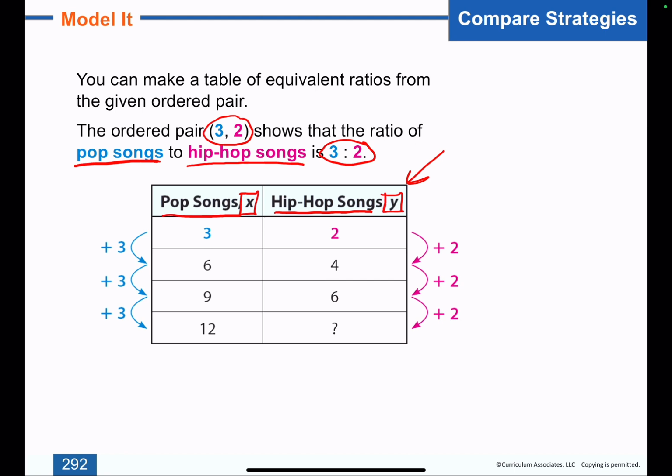But we started off with a 3-to-2 ratio and basically just increased by 3, because for every 3 pop songs, there are 2 hip-hop songs. So over here for our pop songs, we just keep on increasing by 3, but every time we increase the pop songs by 3, we increase the hip-hop songs by 2 to keep them equivalent. So there we get 6 pop songs to 4 hip-hop songs, then a 9-to-6 ratio, and then a 12 to what? Well, if we added 2 there, it would be a 12-to-8 ratio.